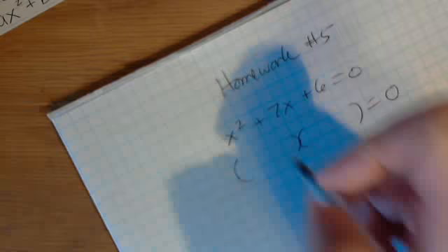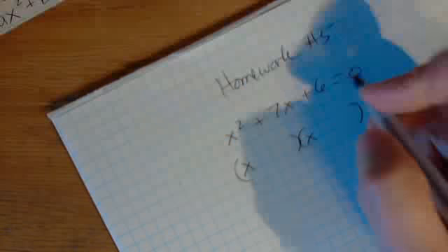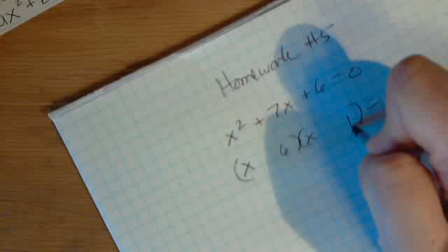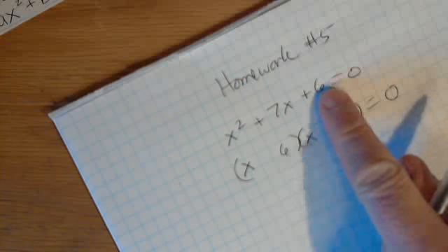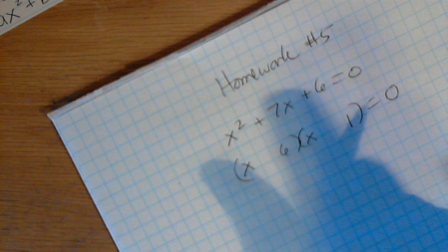Remember these steps? We put an x here and an x here. That gives us our x squared term when we multiply our firsts. And then we're going to put a 6 here and a 1 here, because 6 times 1 makes 6, and 6 plus 1 will add up to our middle term, 7x, when we FOIL this out. So it's doing FOIL backwards.